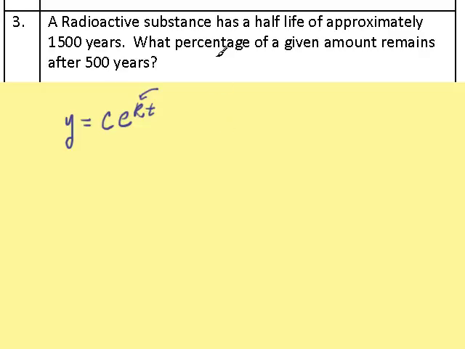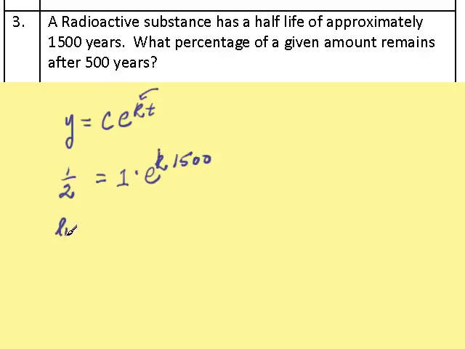All right, so let's suppose that we start with 1 gram of the substance. c is always the initial amount. So let's suppose we start with 1 gram. Then after 1,500 years, we're left with 1/2 gram. So we can use this to figure out what k is.